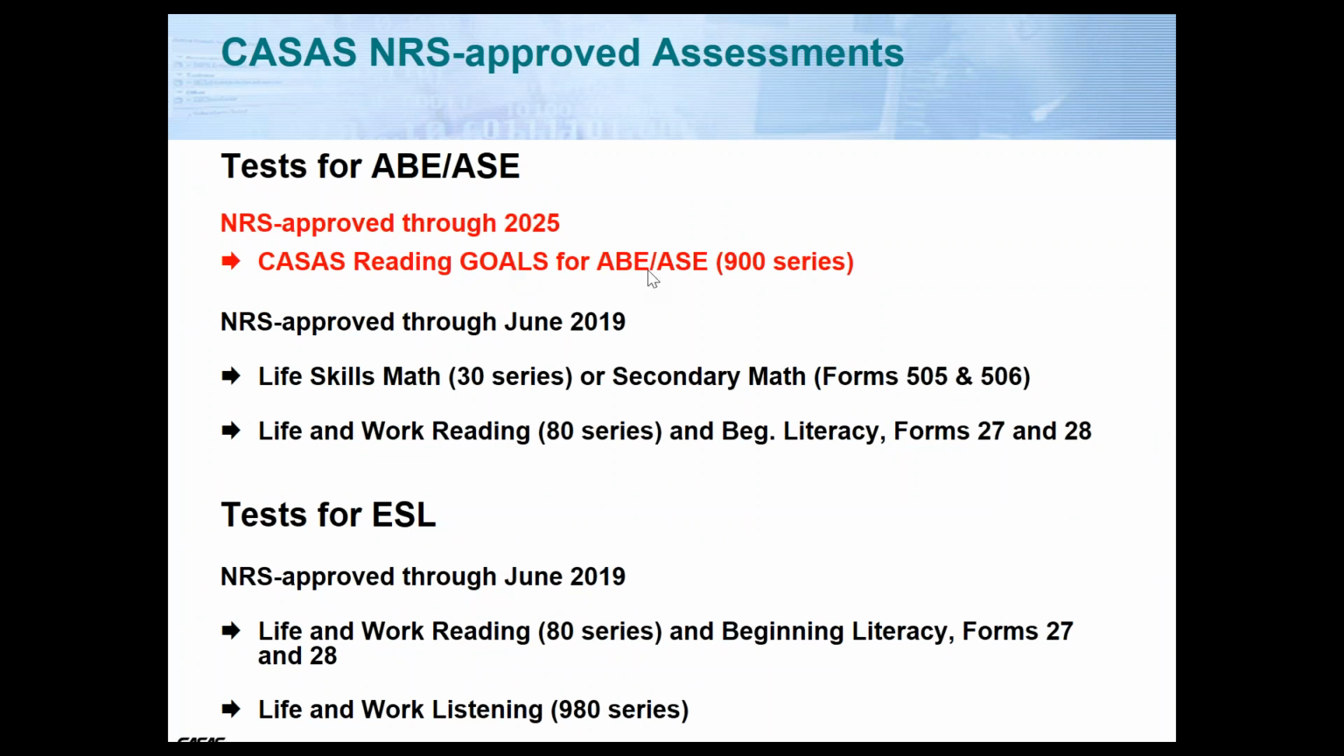So I want to be very clear about which CASAS tests are approved for NRS reporting right now, and have broken them into tests for ABE and ASE and tests for ESL. So for ABE and adult secondary, it is possible now to use this newly approved CASAS Reading Goals series. We have the full 7-year approval through 2025, but it's important to understand that they can only be used now, only approved for ABE and ASE.